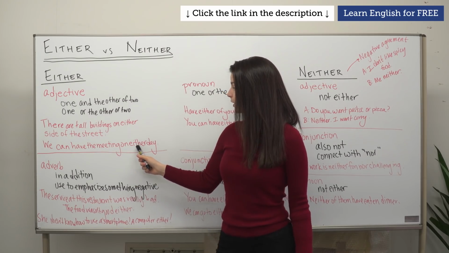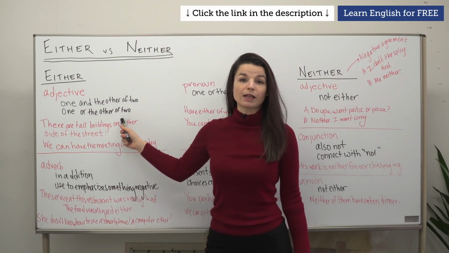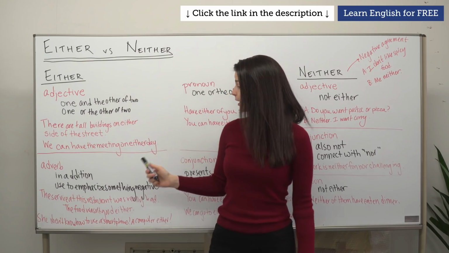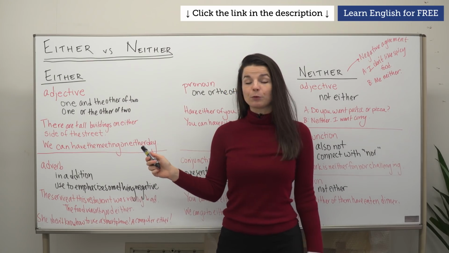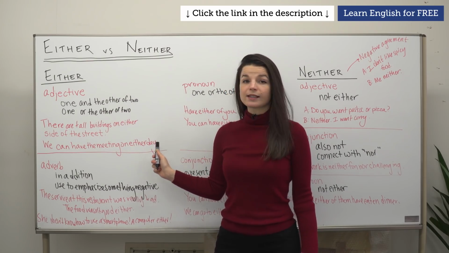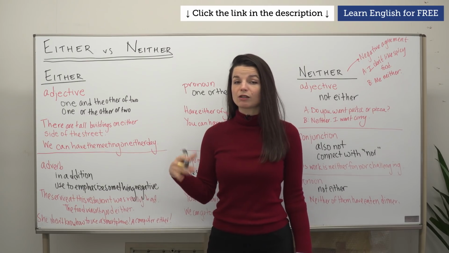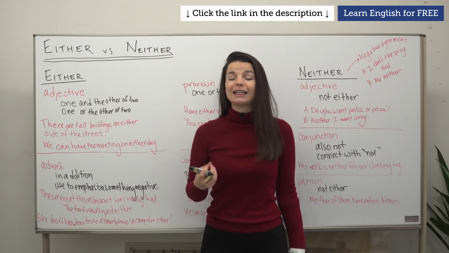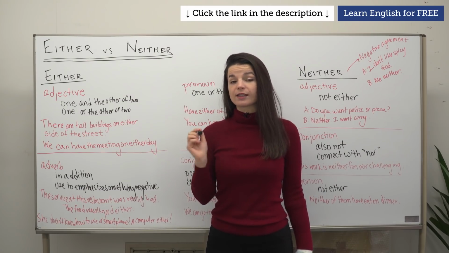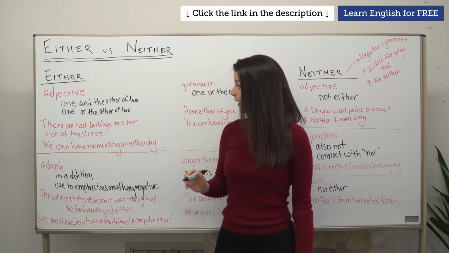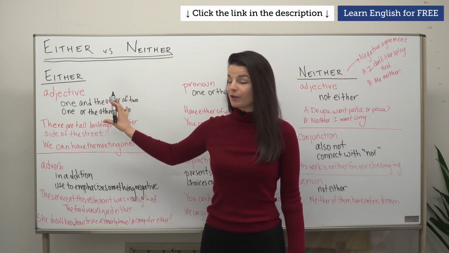So this use of either follows this second meaning of the adjective form. Again here, we see that day, which follows either, is used in the singular form. We don't need to use either days, but either day. So please use the singular here. Okay, so this is the adjective form of either.